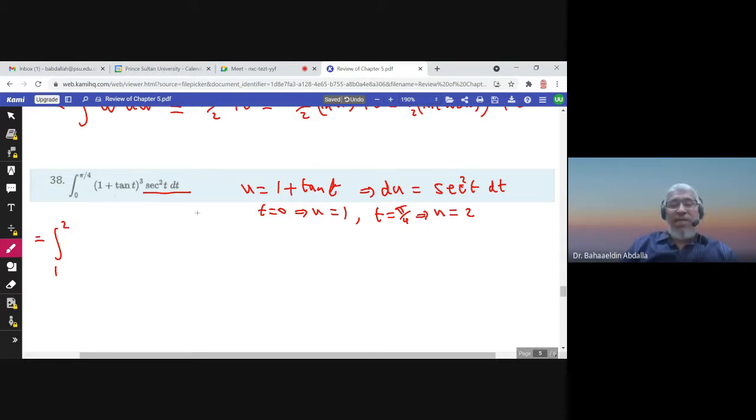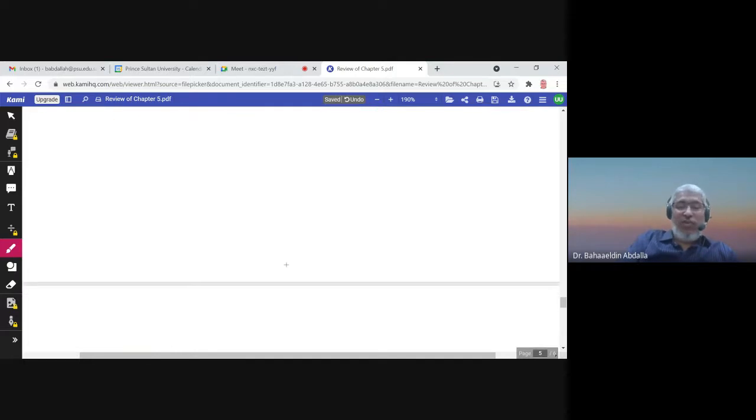1 plus tan t is u to the power 3. Secant square t dt is du. So it would be u to the power 4 over 4, okay, from 1 to 2. So it would be 1 over 4 times 2 to the power 4, which is 16, minus 1 to the power 4, which is 1. So the answer is 15 over 4.